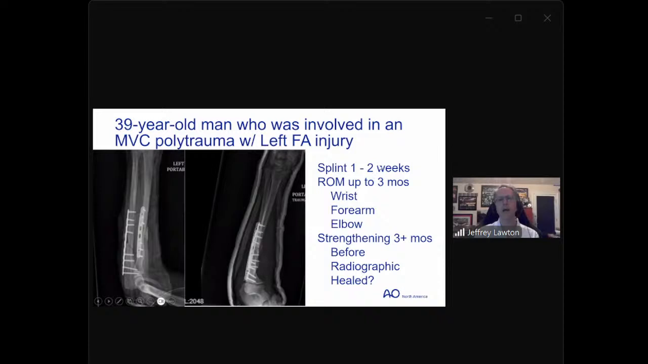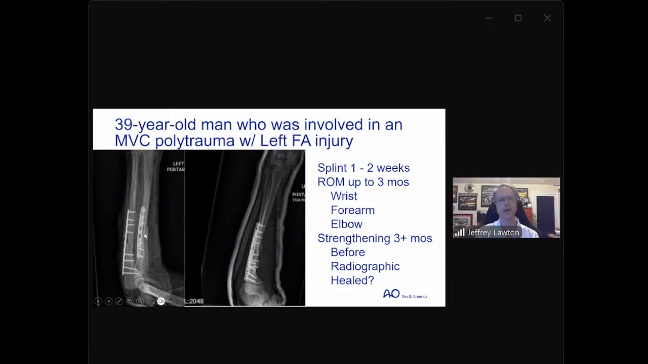And then Nikki had mentioned her rehab, and obviously it depends on the patient's overall condition. But I do splint them for a week, and then I like to get them moving in a removable splint. Range of motion up until about 3 months, and usually we are strengthening before we get radiographic evidence of healing, as long as your construct is stable.